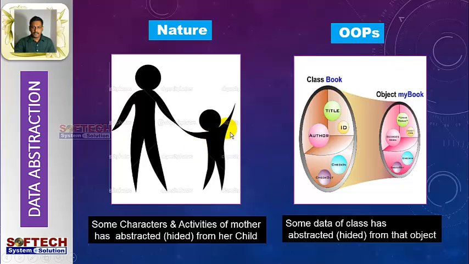But some diseases, characters, activities, and habits are hidden. This is data abstraction. Data hiding or data slicing is data abstraction. Some additional features are added to that child. So this is the way of nature.